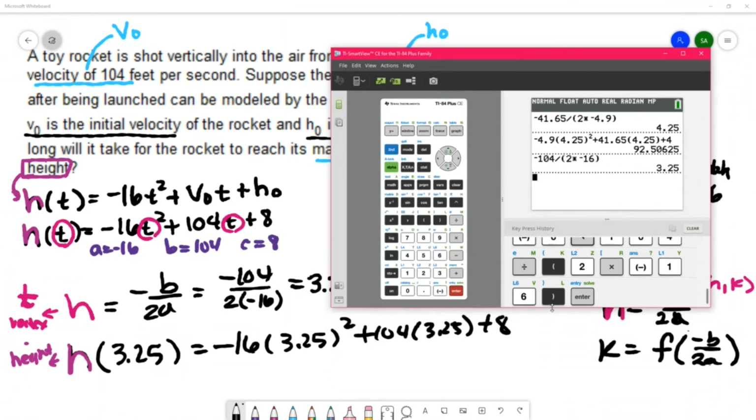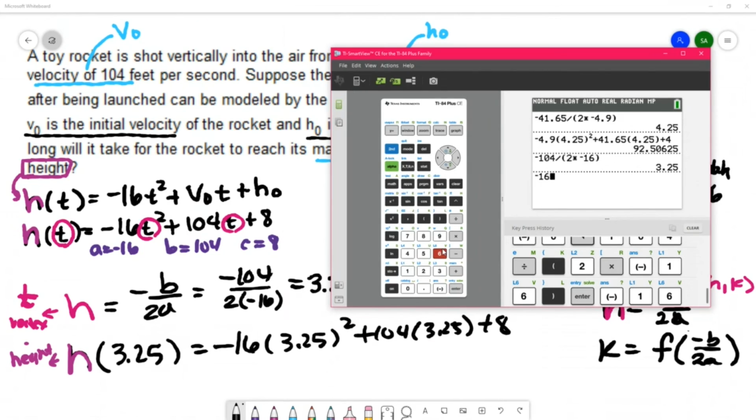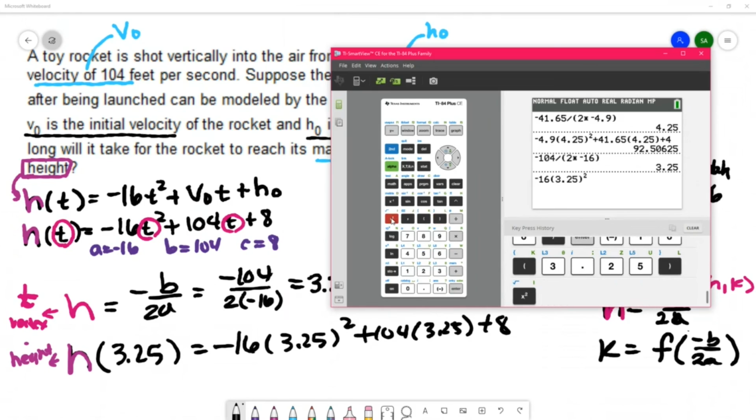Make that a little smaller so I can see the equation. Negative 16 times 3.25 squared plus 104 times 3.25 plus 8. So we get 177.